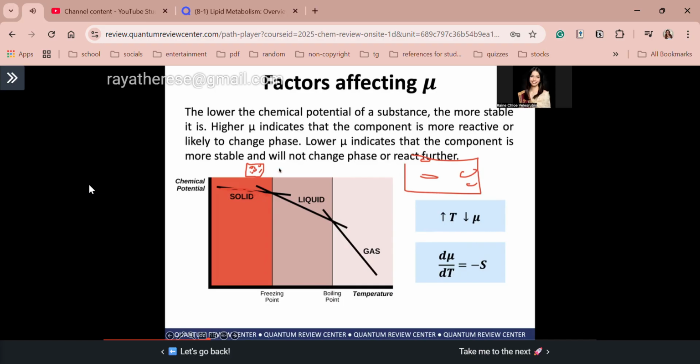Kasi, guys, di ba, we know that solids, they are already ordered. They have an ordered structure. Okay? So they do not need much change. Therefore, we only have a small decrease in mu, or the chemical potential. Tandaan, guys, ha, mu, it is a tendency of a substance to change.